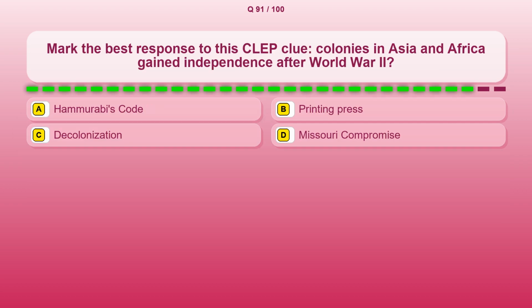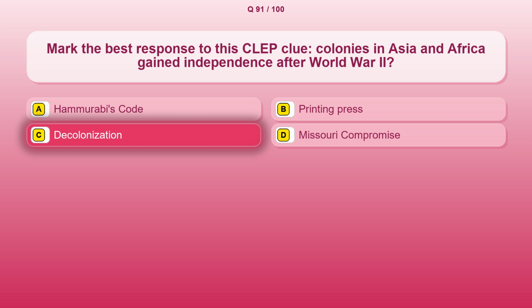Question 91. Mark the best response to this CLEP clue. Colonies in Asia and Africa gained independence after World War II. Option A, Hammurabi's Code. Option B, printing press. Option C, decolonization. Option D, Missouri Compromise.